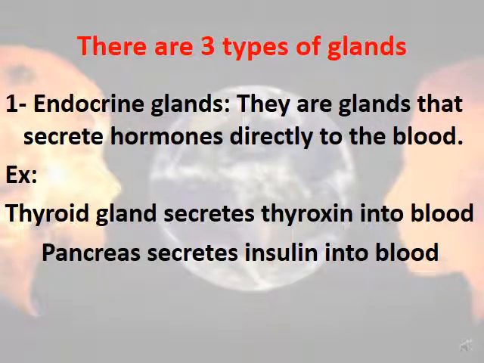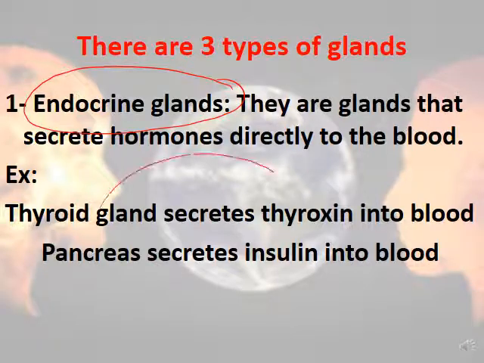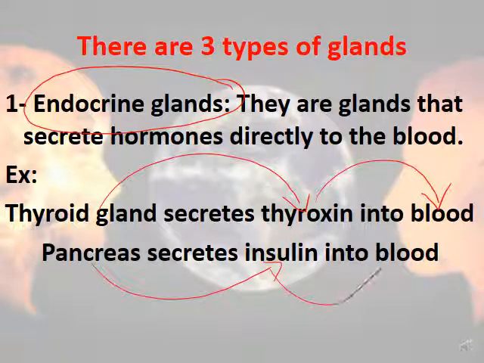We said that we have three types of glands. We have the endocrine glands. They are the glands that secrete hormones directly into the blood. Thyroid gland secretes thyroxine into the blood, while pancreas secretes insulin into the blood.